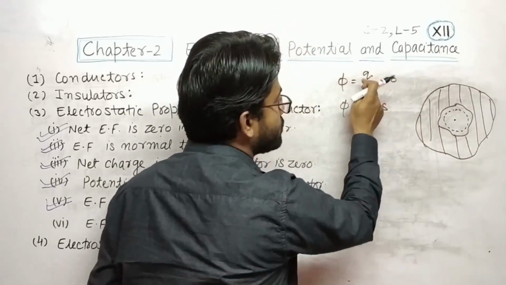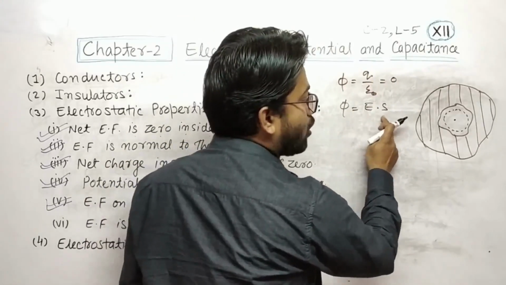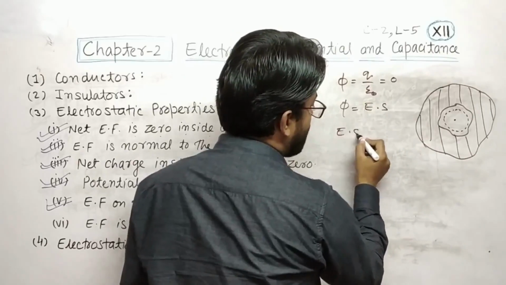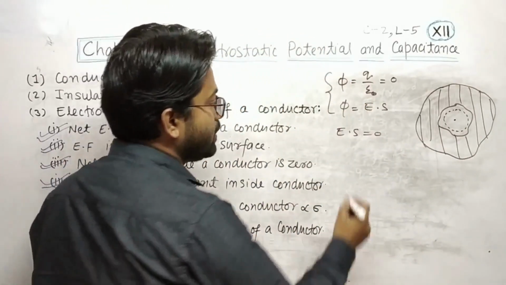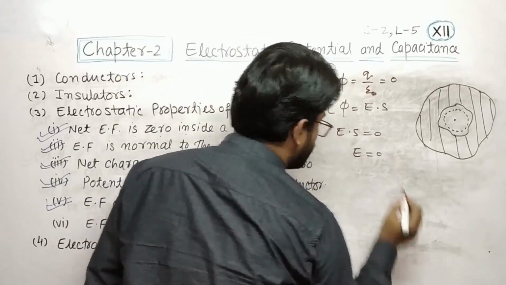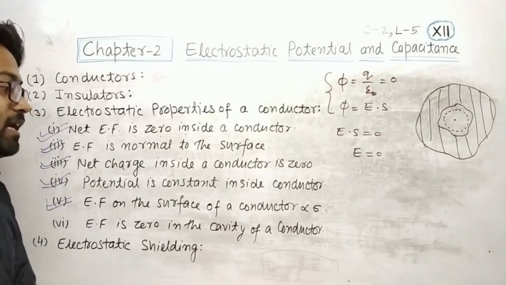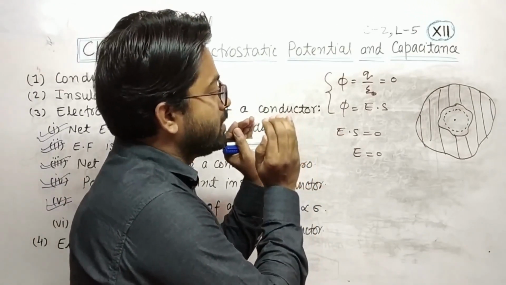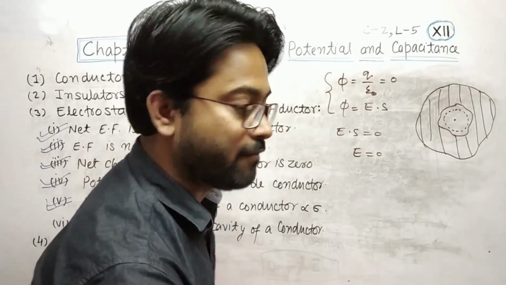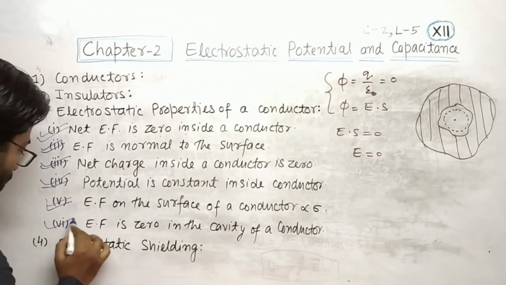That means Q upon epsilon naught is 0. Phi equals E dot S, and E dot S equals 0. On comparing these two equations, E will be equal to 0. We can say that electric field is 0 inside the cavity of the conductor because there is no charge inside the cavity.